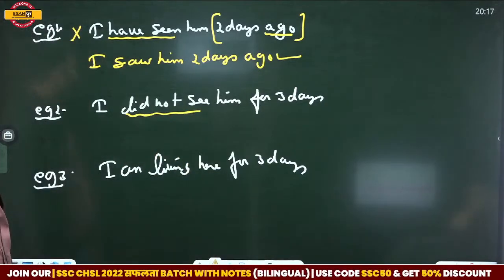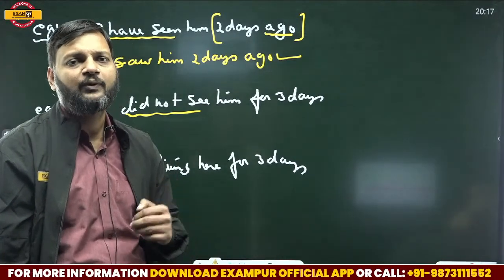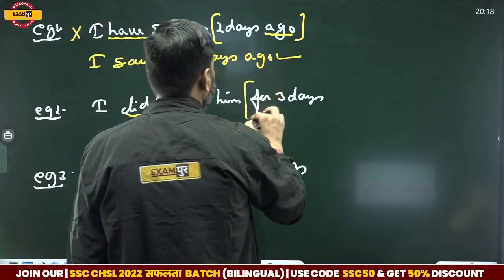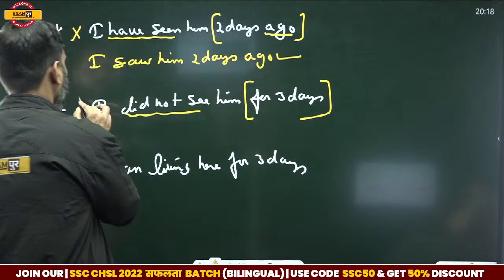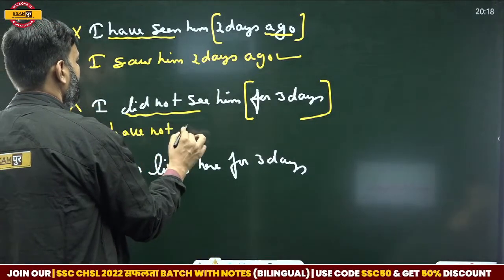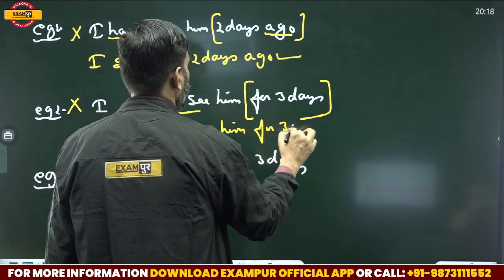Now second sentence, I did not see him. This sentence is past indefinite, and I told you that if past indefinite is followed by a time expression, it should be changed to present perfect. So here we have 3 days, which is time expression. So this sentence is wrong. It should be: I have not seen him for 3 days.